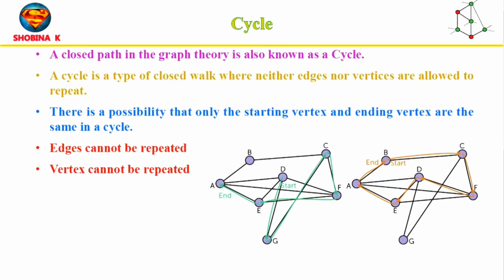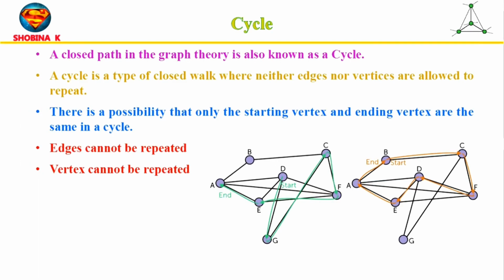And next we have the cycle. A cycle is a trail that finishes on the same vertex it begins on. A closed path in graph theory is called a cycle. That is, when a path begins and ends at the same vertex, it is a closed path, which is usually called a cycle. So for a cycle, the two points to be remembered are: edges cannot be repeated, and vertices also cannot be repeated.